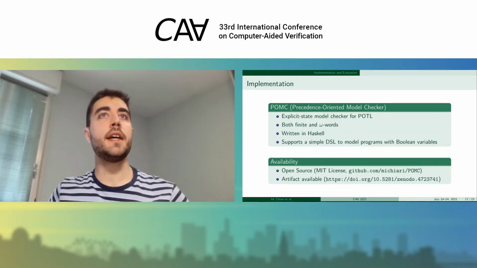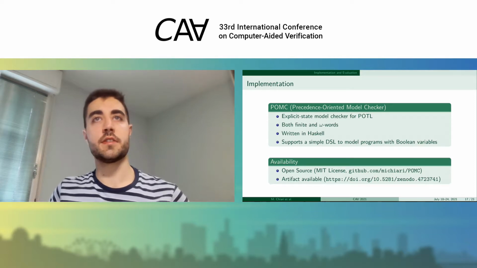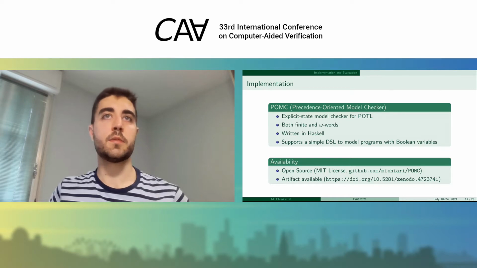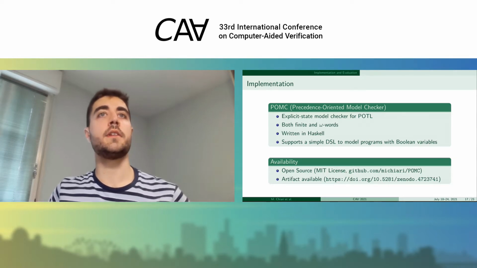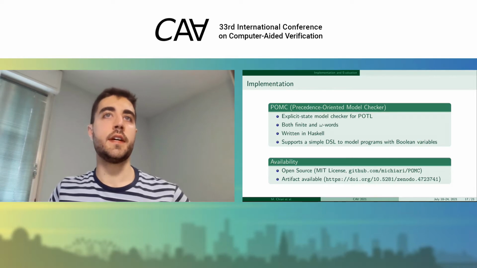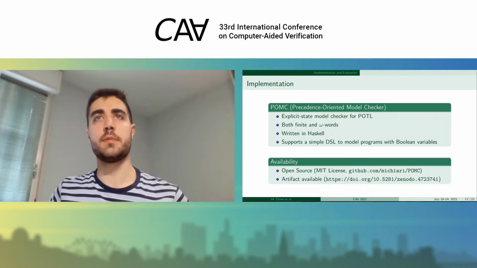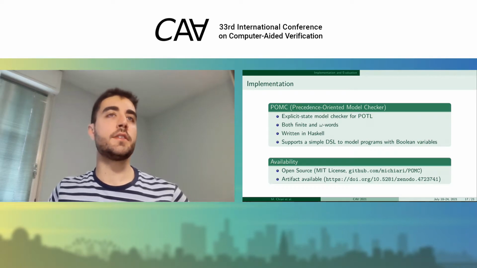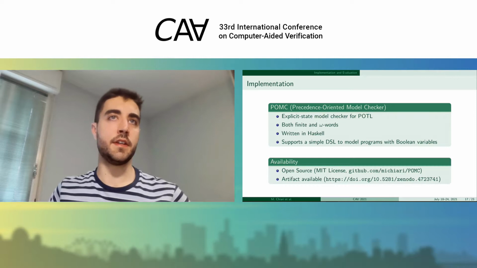So let's see how we used POTL to model check procedural programs. We gave an automata-based model checking procedure for POTL, and we implemented it in an explicit state model checker, which we called POMC. POMC accepts as models both OPA, or Operator Precedence Automata, which are the class of automata that characterizes Operator Precedence Languages, and also a domain-specific language that allows to model procedural programs with exceptions and Boolean variables. The DSL is not in the paper, but you can find it in the artifact.